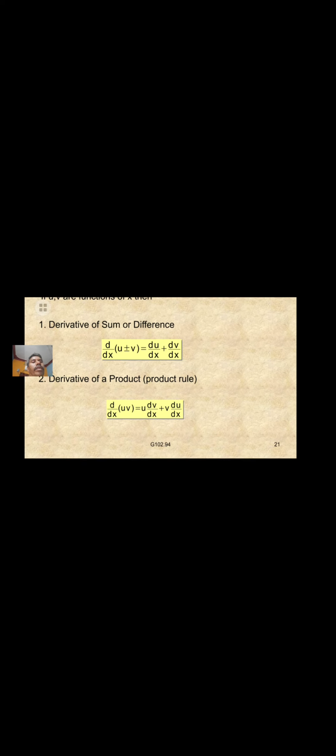Second property, derivative of a product, or product rule. So this is not like above. We can see here d by dx of uv, that is u into v, equals u dv by dx plus v du by dx. So observe here also it is given in a yellow colored background shaded in a rectangular box.